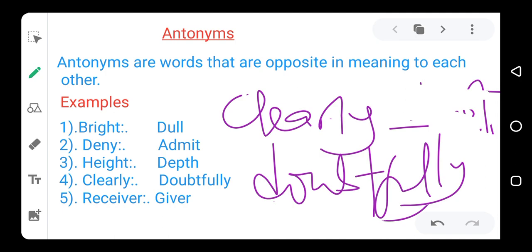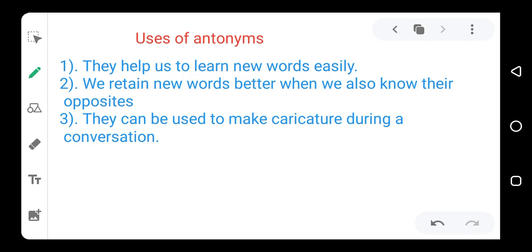So you can see that we have antonyms in different parts of speech. Many words have other words that are opposites in meaning to them. Now, what are the uses of these antonyms? Why are antonyms important? Why do we study them? We study antonyms to learn new words.